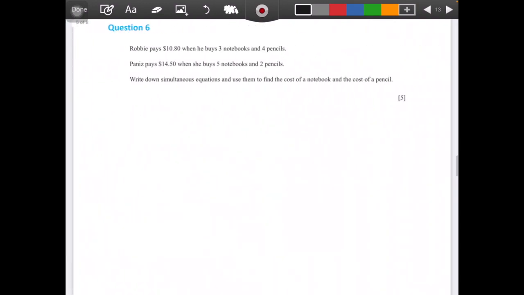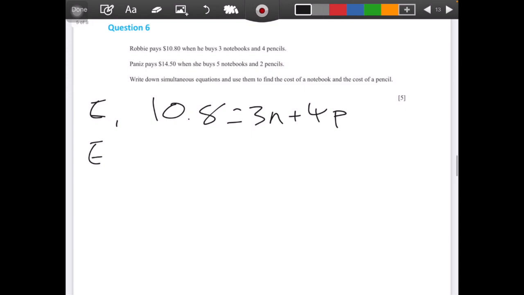Moving on to the second question, it's a word problem. We see Robbie pays $10.80 when he buys 3 notebooks and 4 pencils. And Panis pays $14.5 when she buys 5 notebooks and 2 pencils. So we can say the first equation of Robbie, 10.8, is equal to 3 notebooks, 4 pencils. And the second equation would be $14.5 when she buys 5 notebooks and 2 pencils.